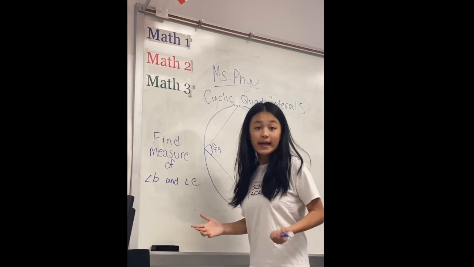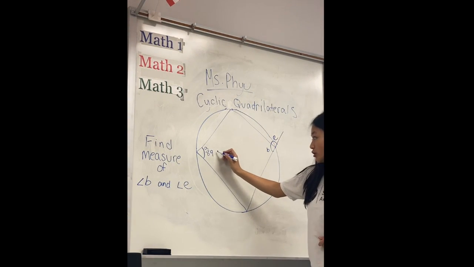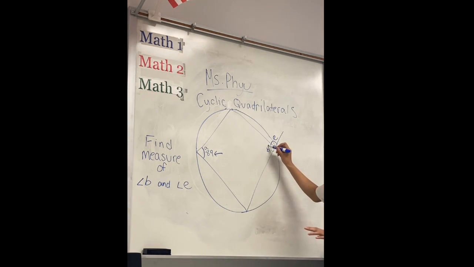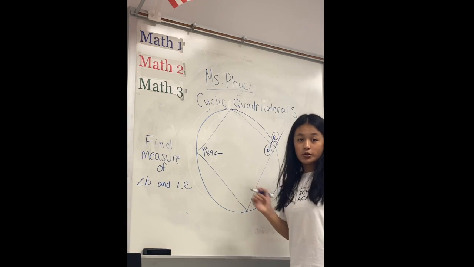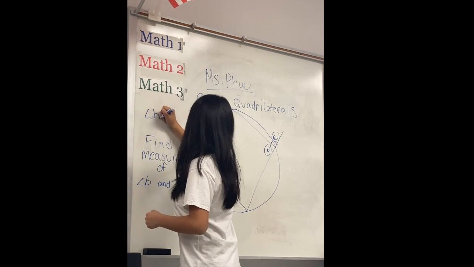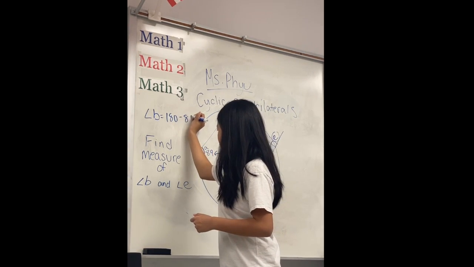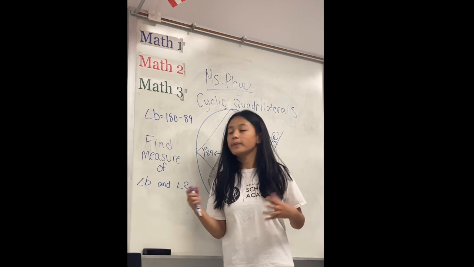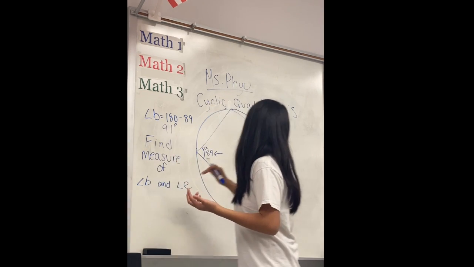For the first practice problem, we have a cyclic quadrilateral, and the measure of angle A equals 89 degrees, and we want to find the measure of angle B and angle E. How would you do that? We know that opposite angles are supplementary, therefore the measure of angle B equals 180 minus the measure of angle A, which is 89, because angle A and angle B are opposite angles. Therefore angle B would equal 91 degrees.